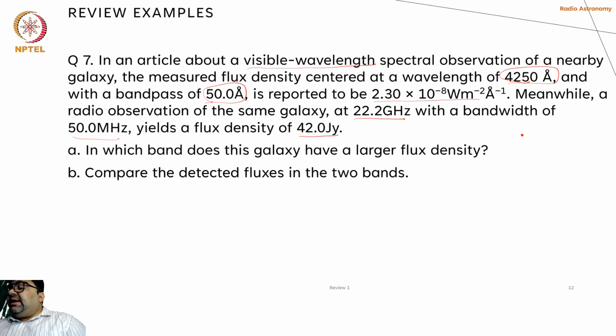In the visible band, the wavelength is mentioned, the bandpass is mentioned, and the flux density is given in terms of watt per meter square per angstrom. And in radio, the same thing is mentioned: 22 gigahertz, bandwidth of 50 megahertz, and a flux density of 42 Jansky. In which band does this galaxy have a larger flux density? Compare the detected fluxes in the two bands. It's a very interesting question.